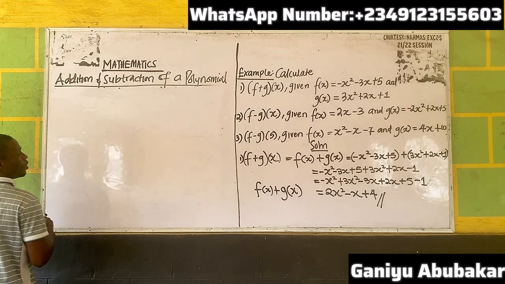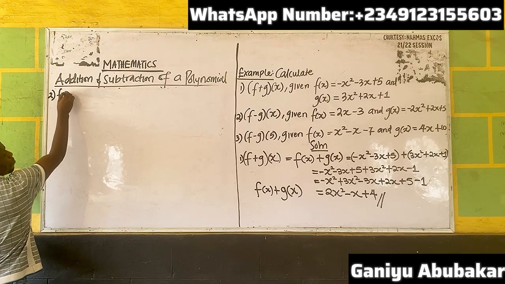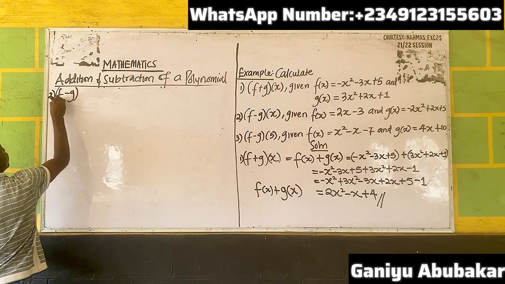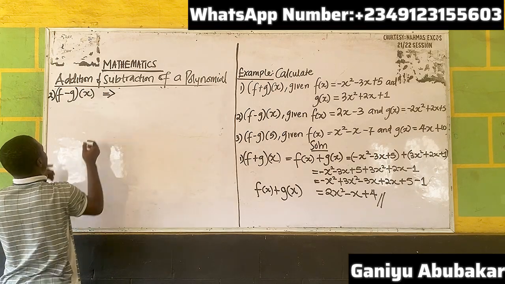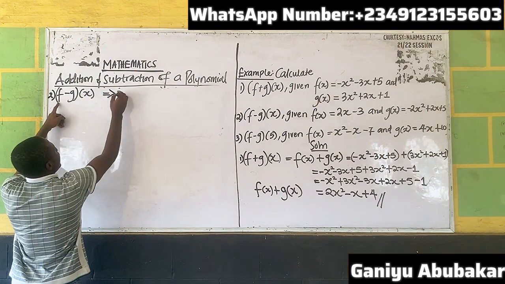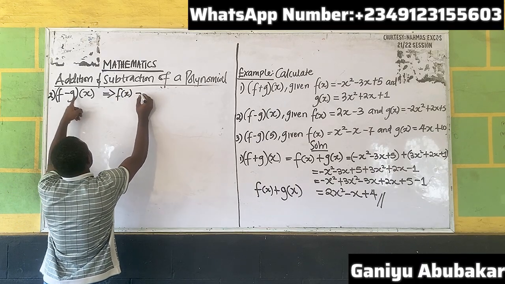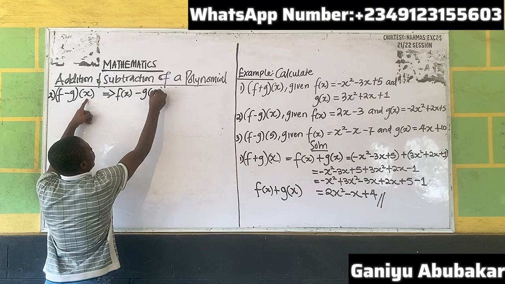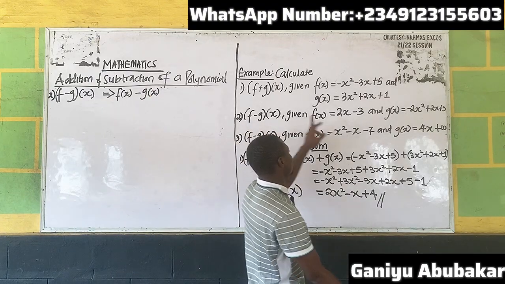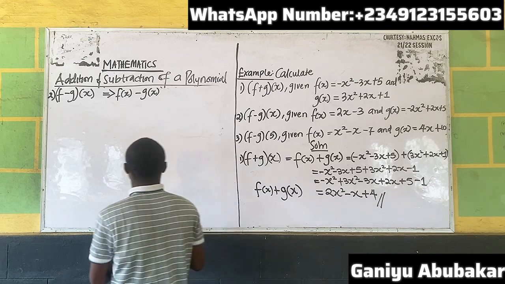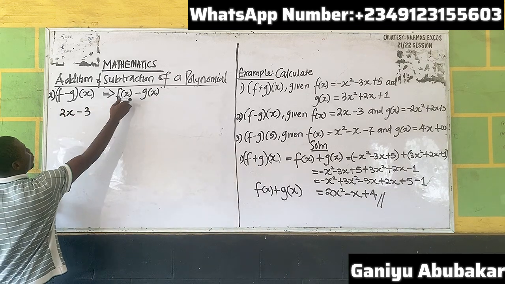Number 2 is minus, right? So f minus g, of course, I have x here. So first expand what you have in here. f times x gives you f of x, minus g of x. What's the value of f of x for number 2? f of x for number 2 is this value, 2x minus 3, that gives you 2x minus 3 for this one here.